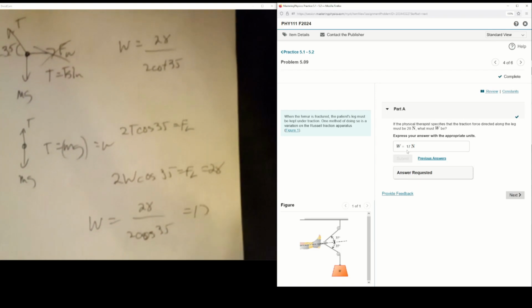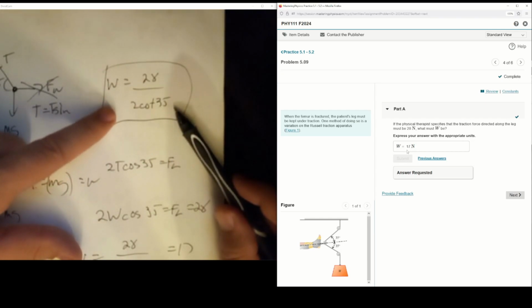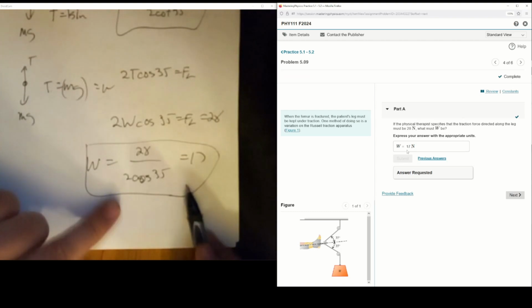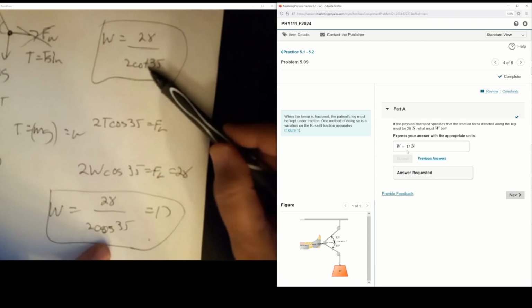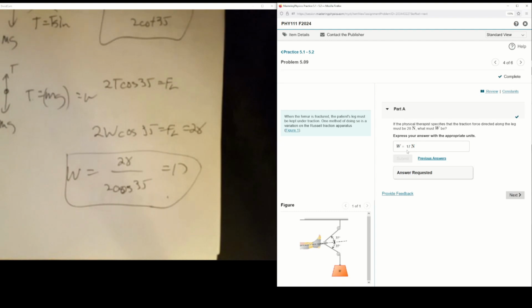So this is the correct answer, I would argue, because I'm including the force from the wall. This is the answer without including the force from the wall. So notice the only difference is the trig function here, cotangent versus the cosine. But that's how they get the 17. Now that I've done that problem, I'm not a fan of it.